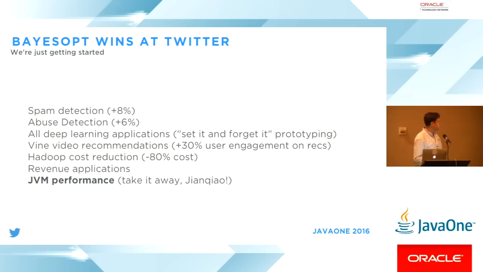We've seen a really big boost in user engagement. There's a particular recommendation feature on Vine that's seen a really big boost of user engagement through just tuning the knobs on the algorithm, right? They didn't write a new algorithm, they just tuned it. We've seen a pretty dramatic cost reduction in an extremely large Hadoop batch processing job. We could probably have a whole talk on this. This is being used in the revenue org. And then what we're here to talk to you about today is tuning JVM performance. So I'll turn it over to Jen Chow.